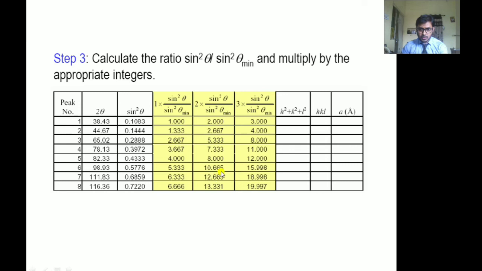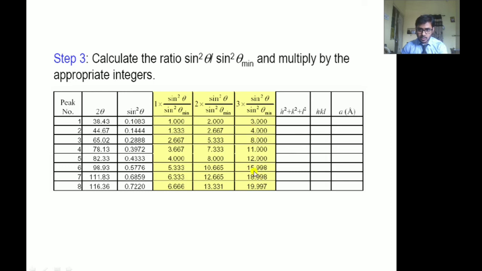10.665, so it should not be in fraction, it should be a whole number. Suppose it is 10.99, then you have to consider it as 11. That is why I am going to reduce this fraction to integers. I multiply this by 1 first, then 2, then 3, dividing sine square theta by the sine square theta minimum.